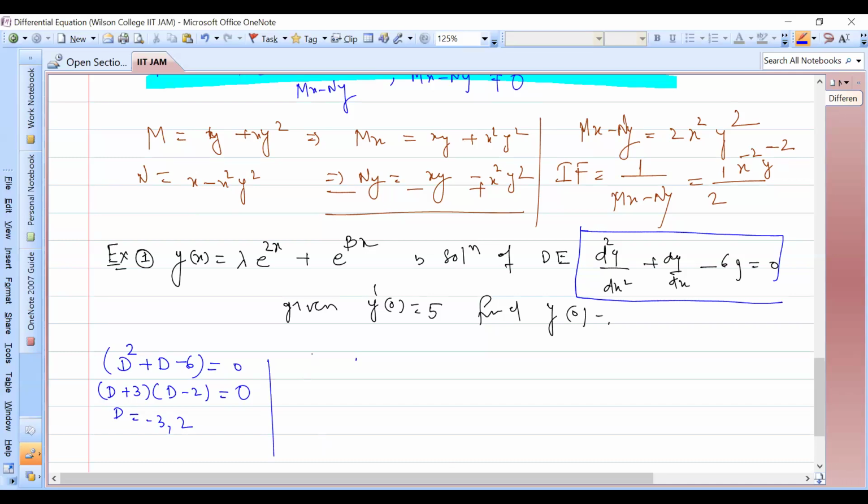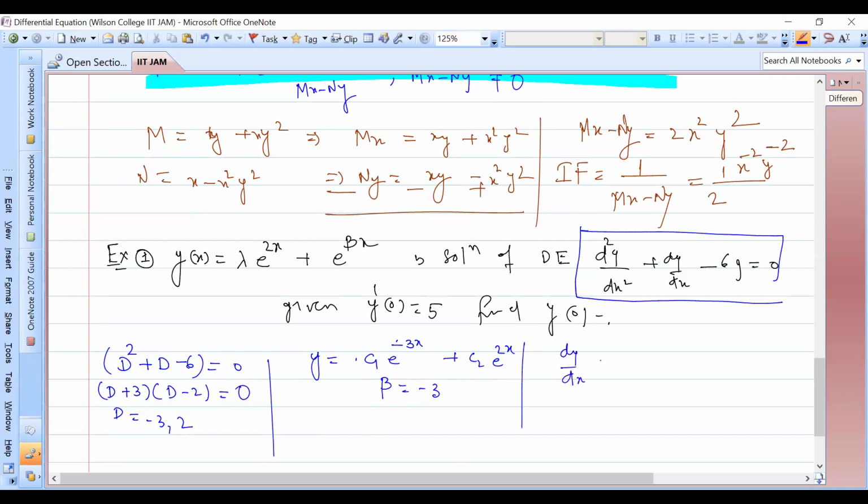Yes, sir. This can be written as y equals c1 e raised to minus 3x plus c2 e raised to 2x. Or if you write it in this form, we can see here that beta equals -3. Do one thing, differentiate it once.